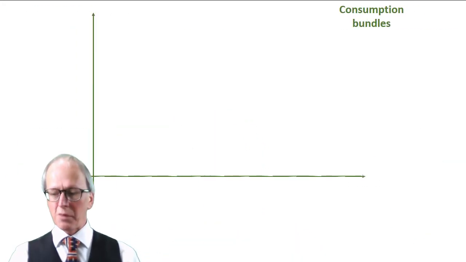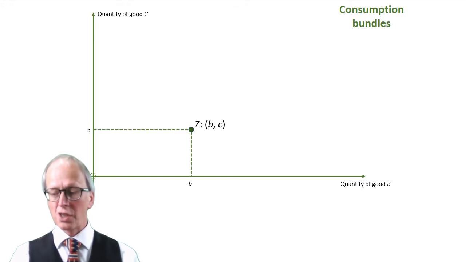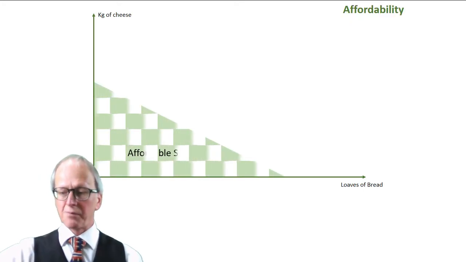Now, when using mathematical tools, it's good to think in rather more general terms. So that means that rather than thinking of specific goods, we just think in terms of 2 different goods, B and C. And instead of thinking of quantities of each good, we're going to think in terms of a general consumption bundle, Z, which consists of some quantity of both good B and good C.